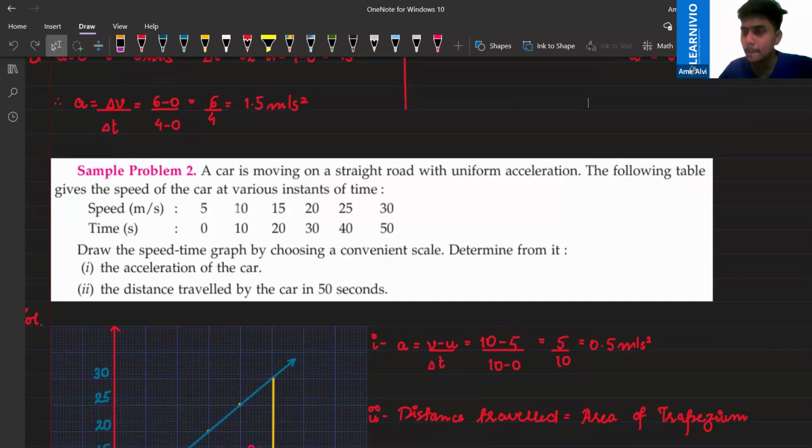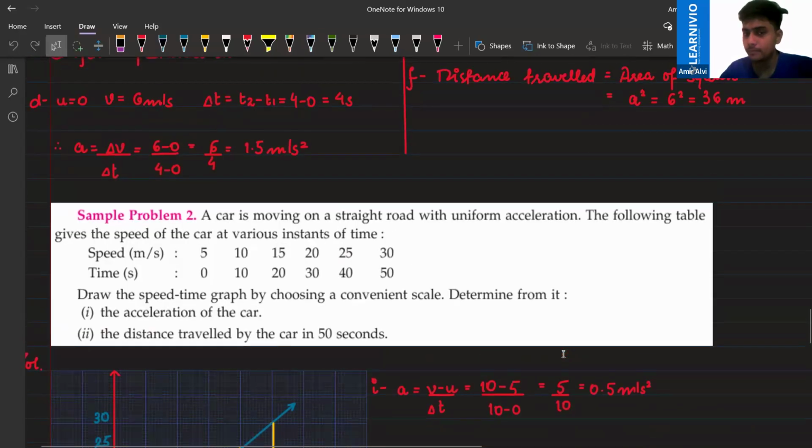Got it? Okay, sir. Because the question has already said it's uniform, that means in each interval the acceleration is going to be the same. It's not going to change at all. Clear? So 10 minus 5, and the time change would be 20 minus 10. So it's going to be 5 by 10. That means 0.5 meter per second square.